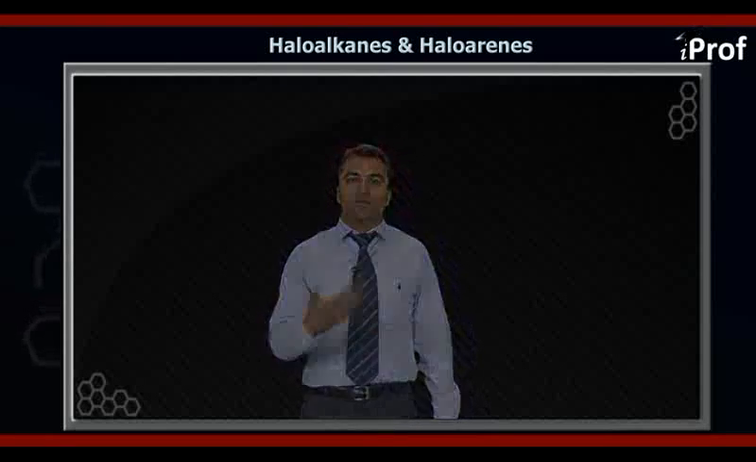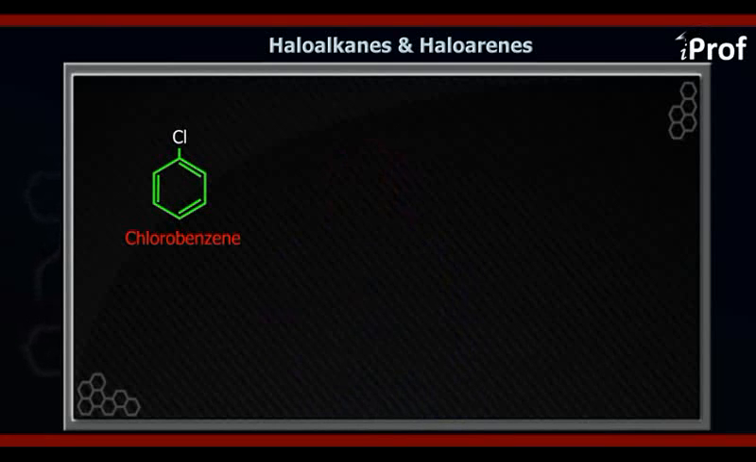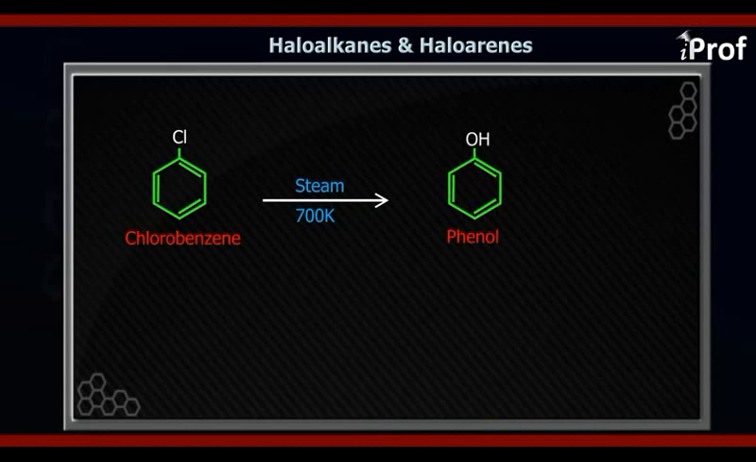The next reaction for the aryl halides we have is that you take chlorobenzene and heat it with steam at 700 Kelvin, and it forms phenol. It is again following the SN2 mechanism only.